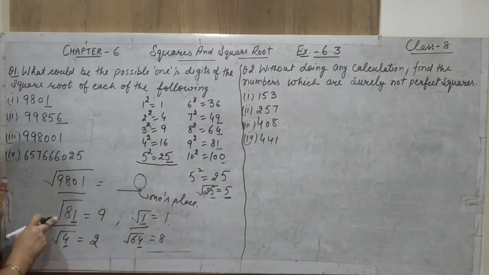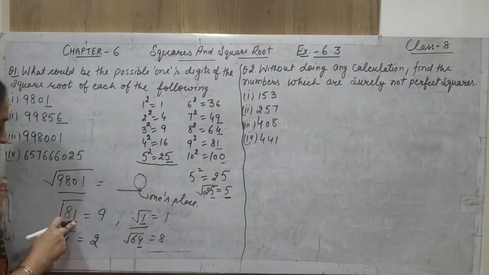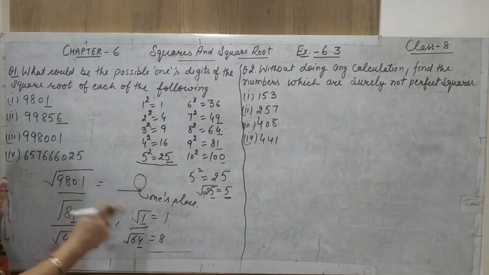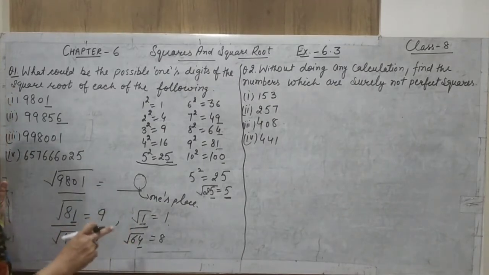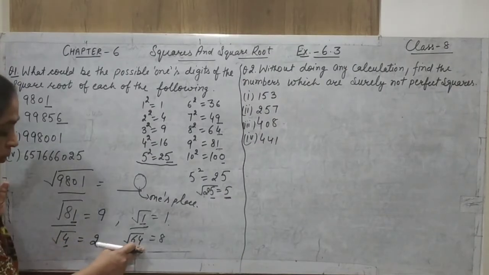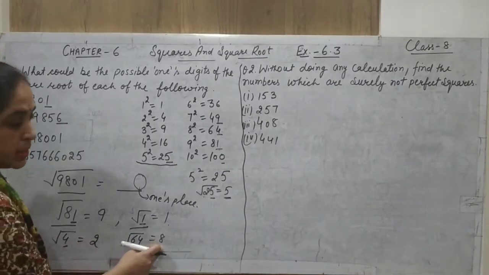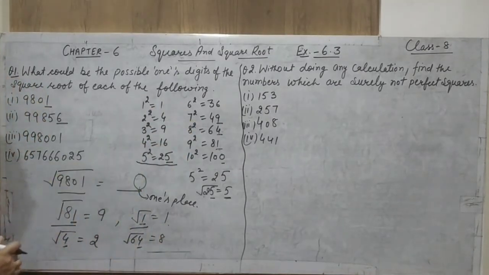If in a question whose square root we want to find out, 1 is present at the unit place, in the answer we have either 1 or 9. And in the question, if the unit place is filled by 4, then the answer may be 2 or 8. Similarly, we can use more examples to understand.